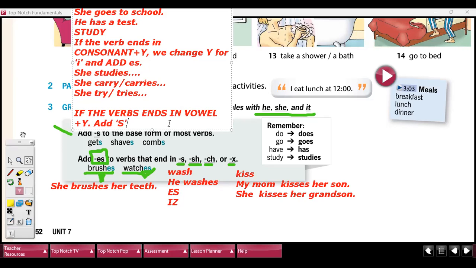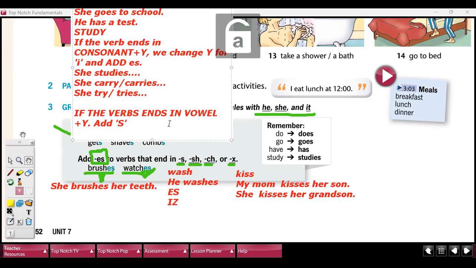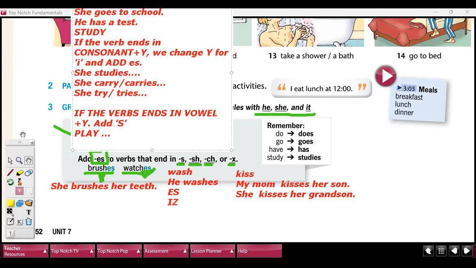Okay, ¿qué pasa si en un verbo hay una excepción a esa regla que vimos anteriormente? Si el verbo termina en consonante más y griega, sabemos que vamos a suprimir esa y, la vamos a sustituir por una i y agregamos es. Luego, si tenemos un verbo como el verbo jugar, ¿qué pasa con ese verbo? Miren, termina en vocal y luego sigue y. Entonces, aquí lo único que voy a hacer es agregarle una s. She plays. She plays.